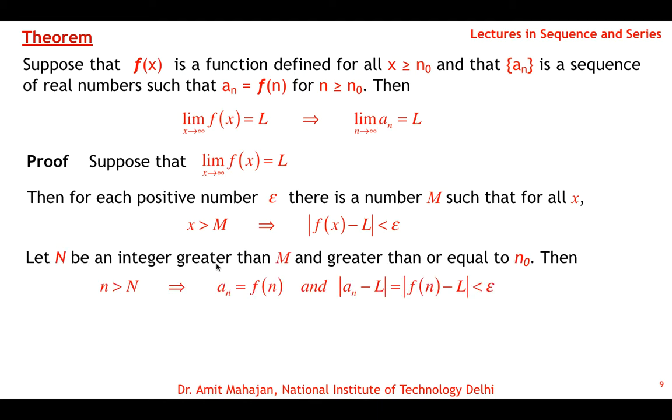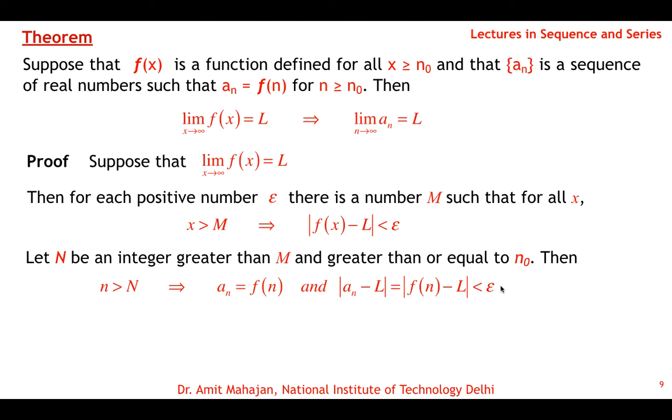If we choose n to be an integer greater than this m, and greater than or equal to n naught, because the sequence is defined only for n greater than n naught, then for all such n, a_n equals f(n). This holds because n is greater than n naught. So the modulus of a_n minus L can be written as modulus of f(n) minus L, because a_n equals f(n), and this is less than epsilon because the function values f(n) and f(x) are the same.